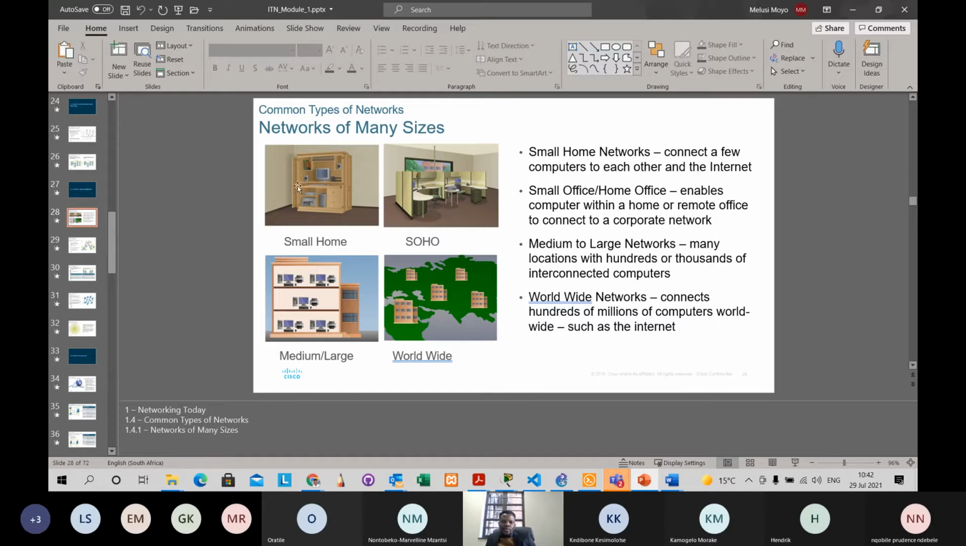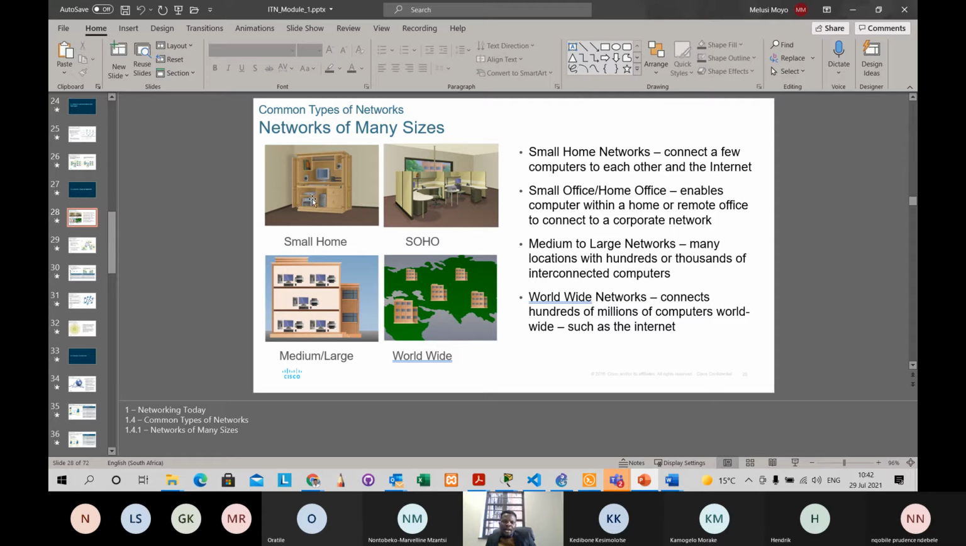And then we have different types of networks, right? We have what we call the SOHO network. SOHO stands for small office, home office. It's the one that maybe consists of 10 users. We call it a SOHO, small office and home office network.